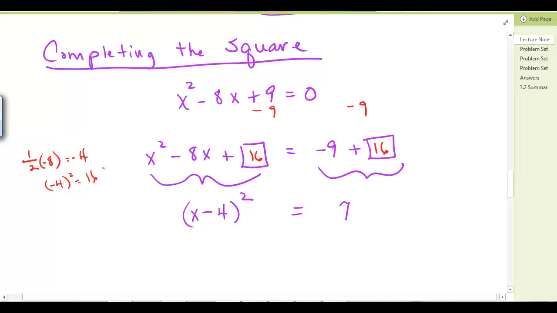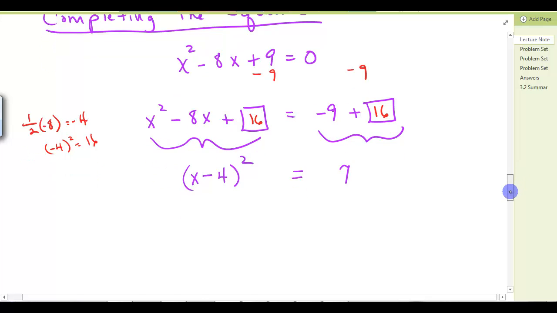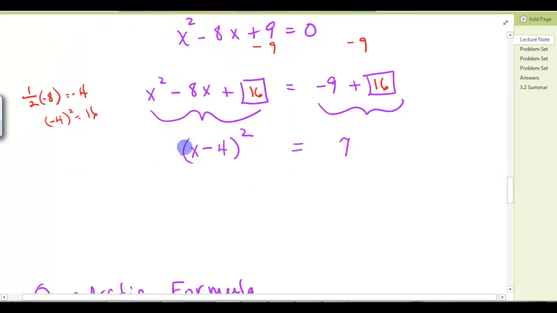All right, now square root property. Take the square root of both sides. When you take the square root of this, you get x minus 4 equals plus or minus square root of 7. You're solving for x, so you want to add 4 to both sides. So x is 4 plus or minus square root of 7.